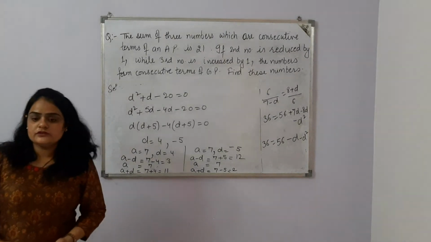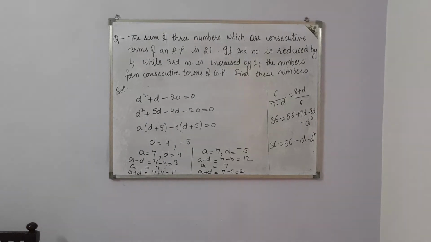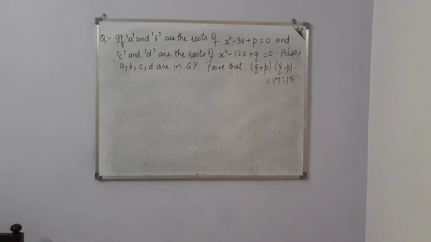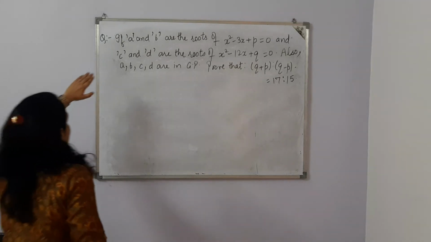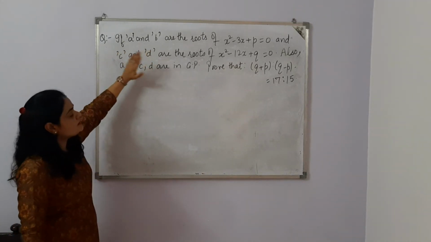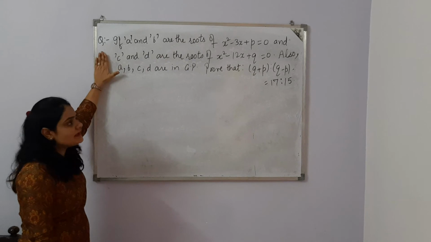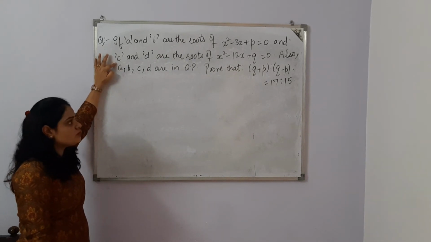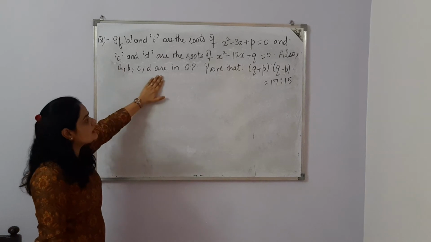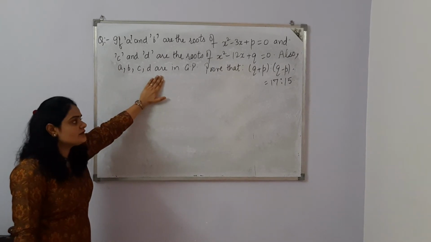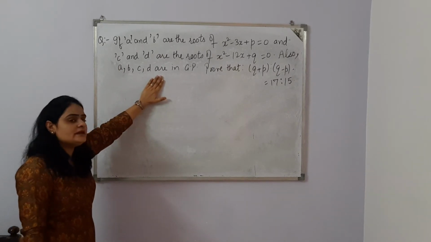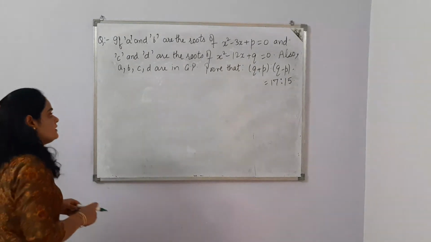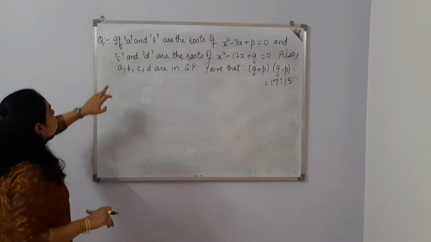Let's do one more question. The next question is, if A and B are the roots of x square minus 3x plus p equals 0 and C and D are the roots of x square minus 12x plus q equals 0, also A, B, C, D are in GP, we need to prove the ratio q plus p to q minus p is equal to 7 to 15. It's an important question, so do it thoroughly and carefully.